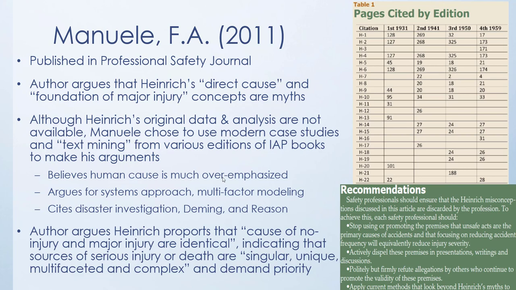So what else did he say? He believes human cause is much overemphasized. That's one of Manuel's arguments. He argues that it should be a systems approach, multi-factor modeling. I totally agree with that. But you've got to understand where Heinrich was at the time he made these assertions.